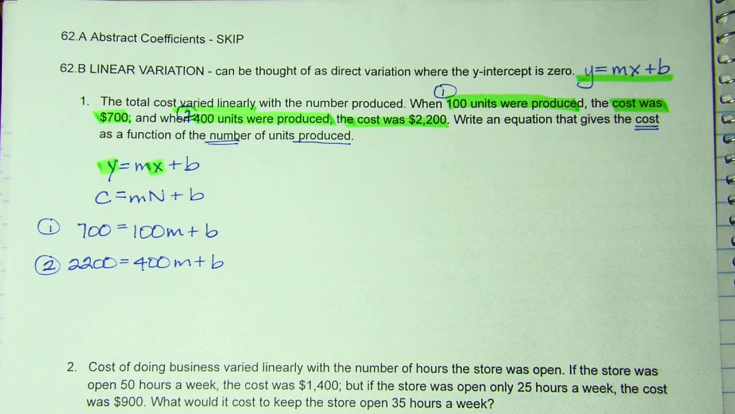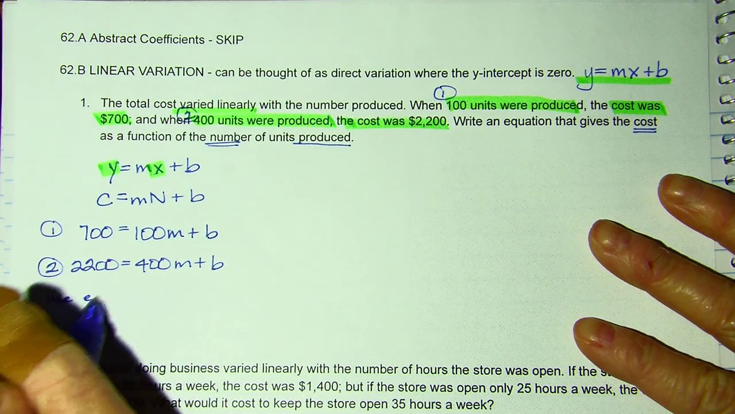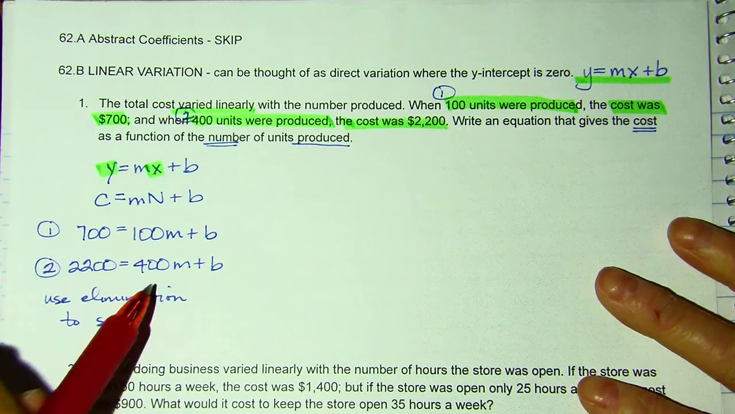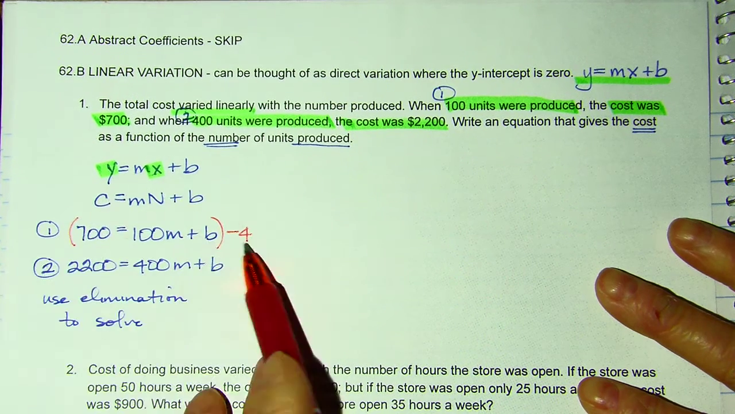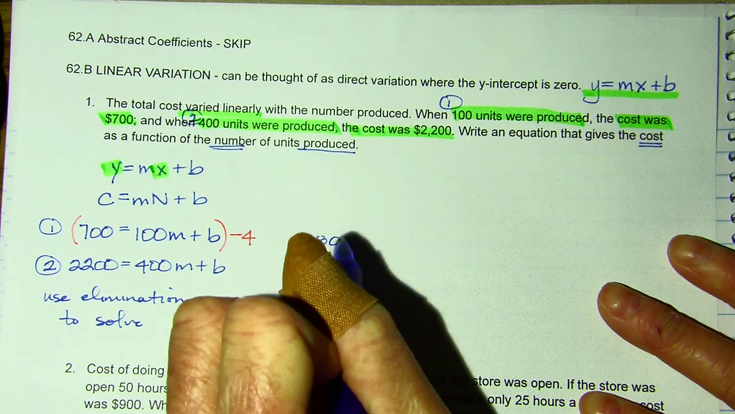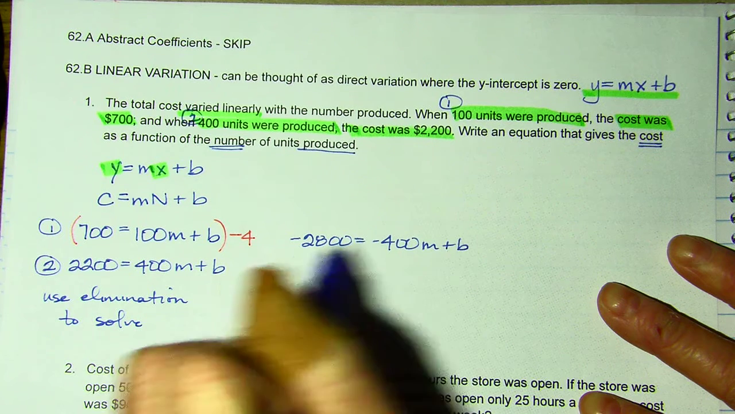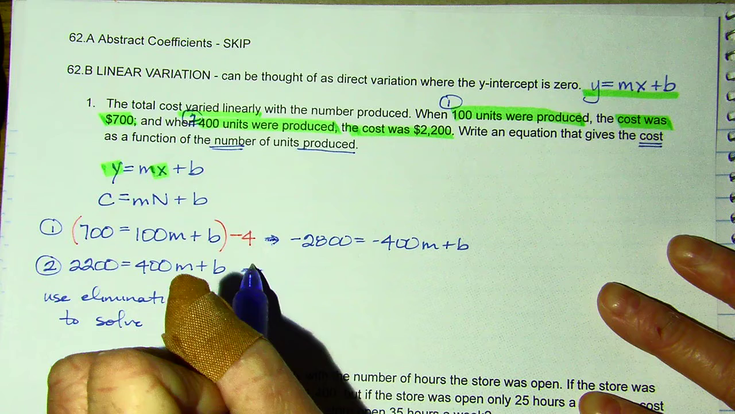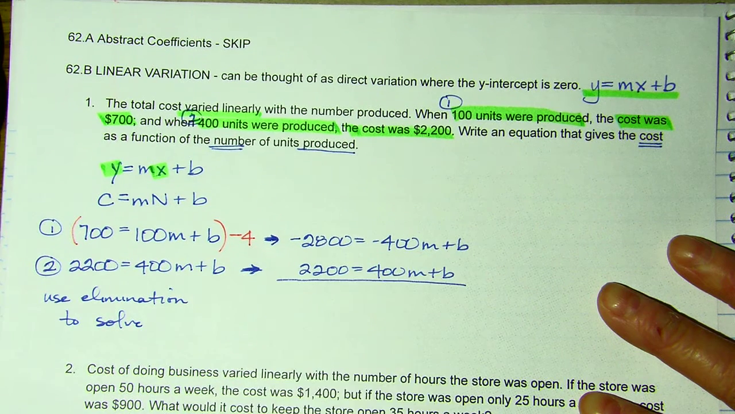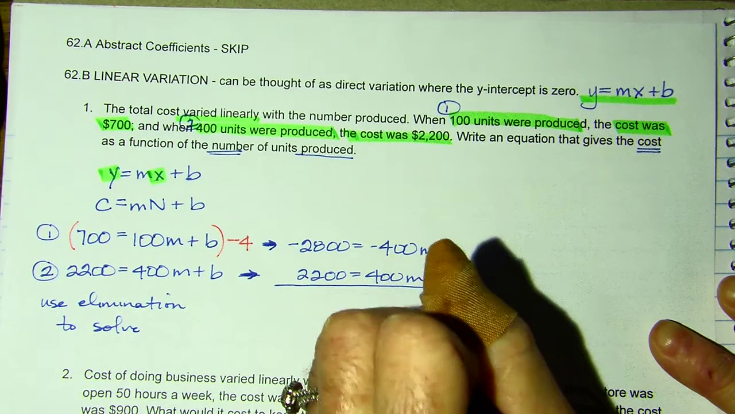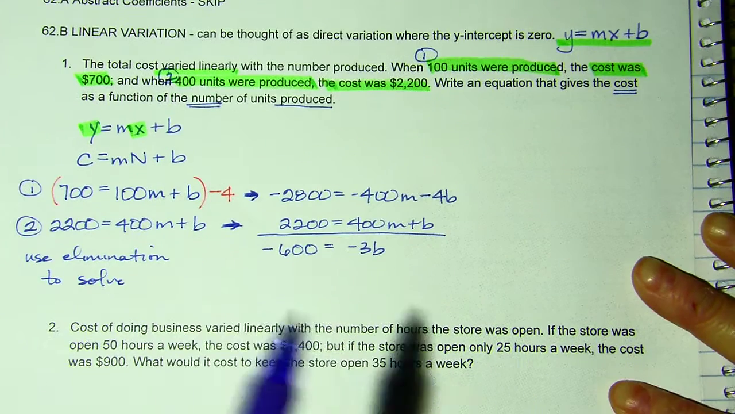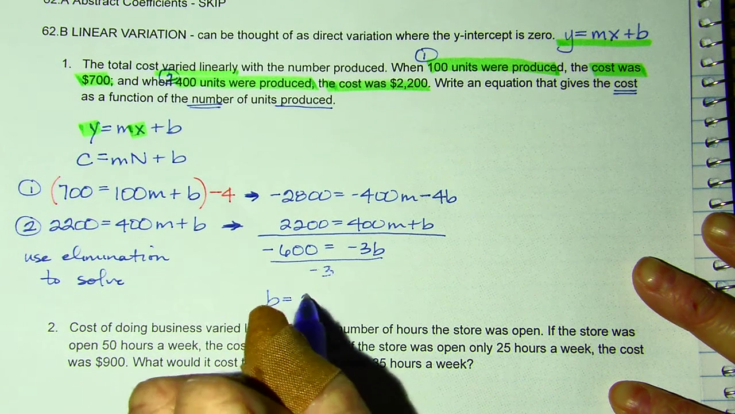In this one, sometimes I would use substitution, but I think in this one I'm going to use elimination. So I'm going to multiply, this is a positive 400, so I'm going to multiply this equation by negative 4, because negative 4 times 100 is negative 400. So I'm going to write that up here. That would be negative 2,800 equals negative 400 m plus b, and then I'm going to just write this one underneath. So 2,200 equals 400 m plus b. My apologies, I didn't distribute it to the b, this should be negative 4b. So that gives me negative 600 equals negative 3b, right, because the m's cancel. So if I divide by negative 3, I get b equals 200.